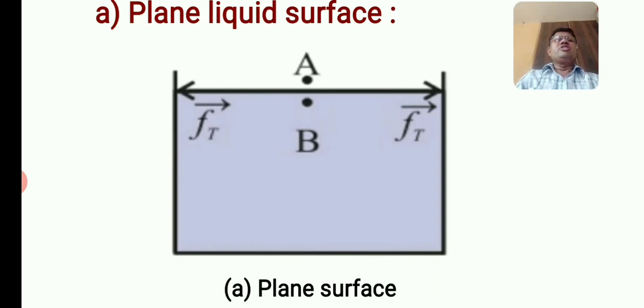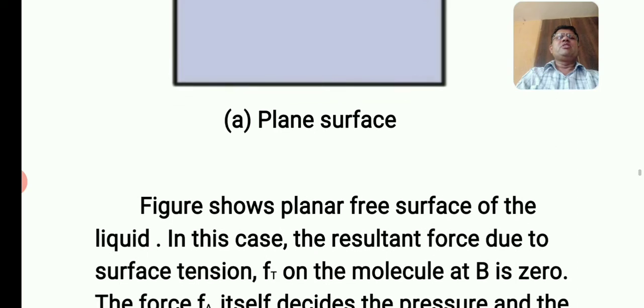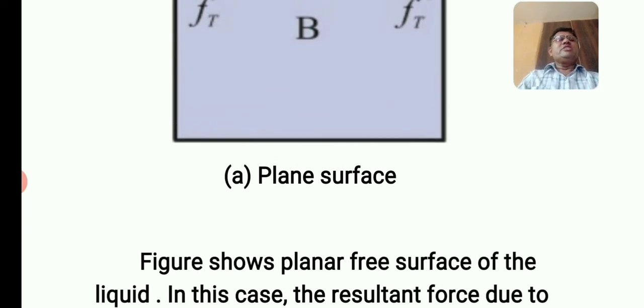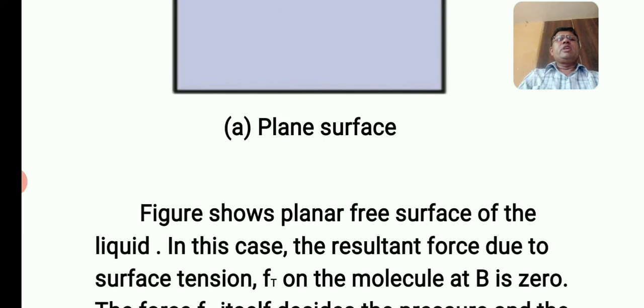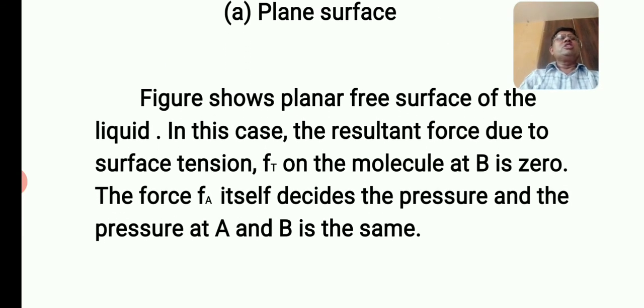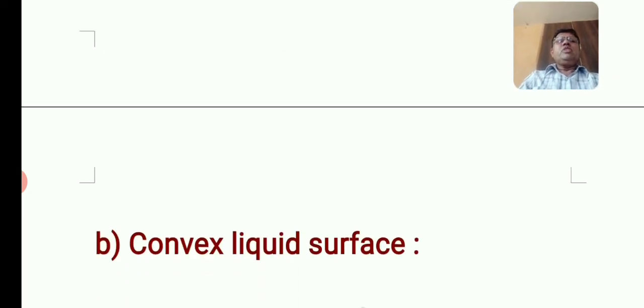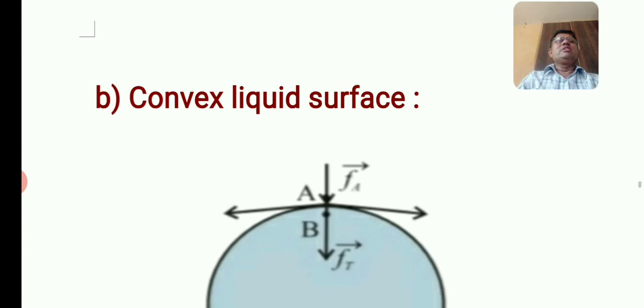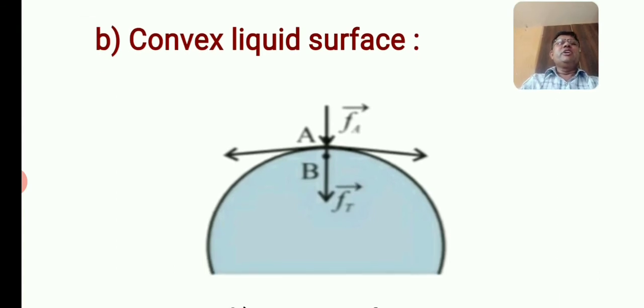Ft are the tangential forces for the plane surface. The figure shows the planar free surface of the liquid. In this case, the force due to surface tension Ft on the molecule at B is 0. The force Fa itself decides the pressure, and the pressure at A and B is the same. Now, B is the convex liquid surface. See the figure.